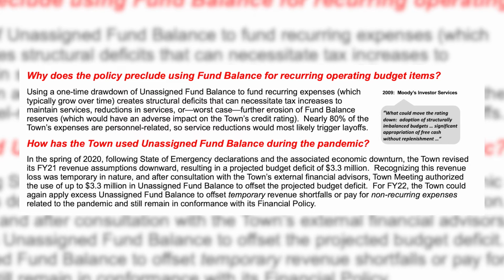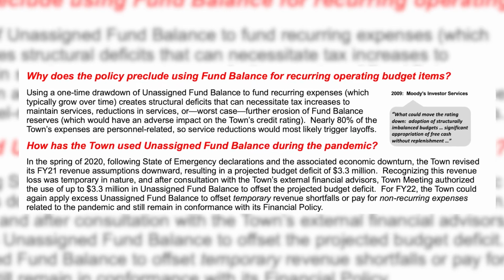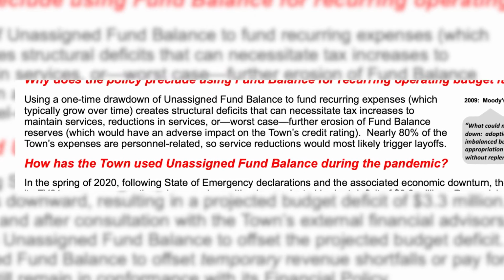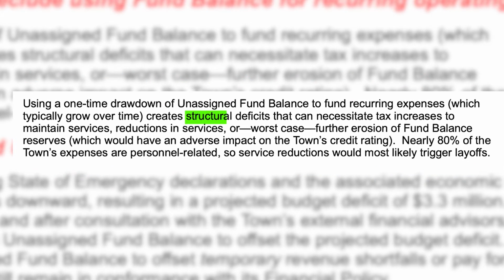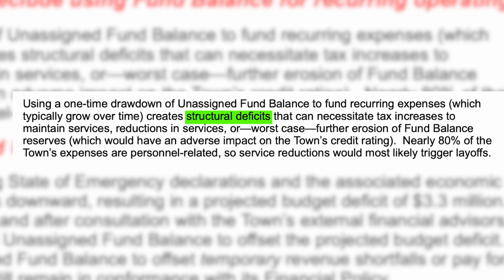Why does the policy preclude fund balance to be used for recurring budget items? Using one-time money to fund recurring expenses creates structural deficits. Structural deficits lead to tax increases, further erosion of reserves, or reductions in services. Nearly 80% of the town's expenses are personnel related, so service reductions would most likely trigger layoffs.